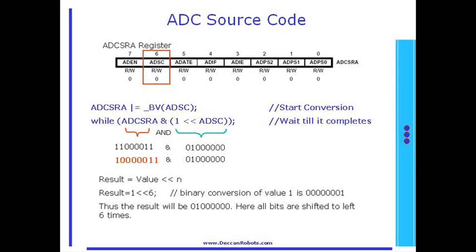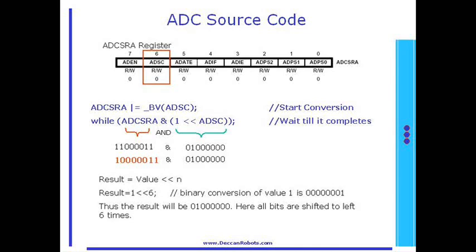The first line of the source code sets the ADSC bit, that is the 6th bit, and starts the conversion. This uses an OR operator to retain the old values of the ADCSRA register and further set the bit. On the second line, a while loop monitors the same bit. Let's understand the code written inside the while loop. There are two parts inside the round bracket of the while loop. These two parts are indicated by two separate curly brackets, one by a red-colored curly bracket and the other by a green curly bracket.